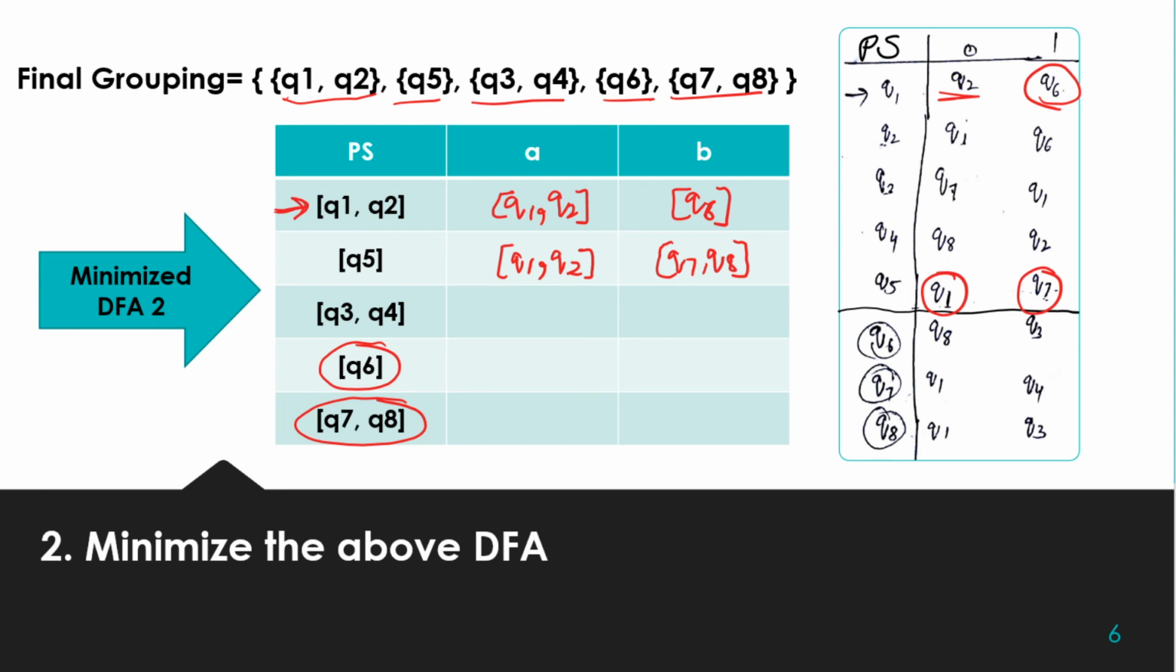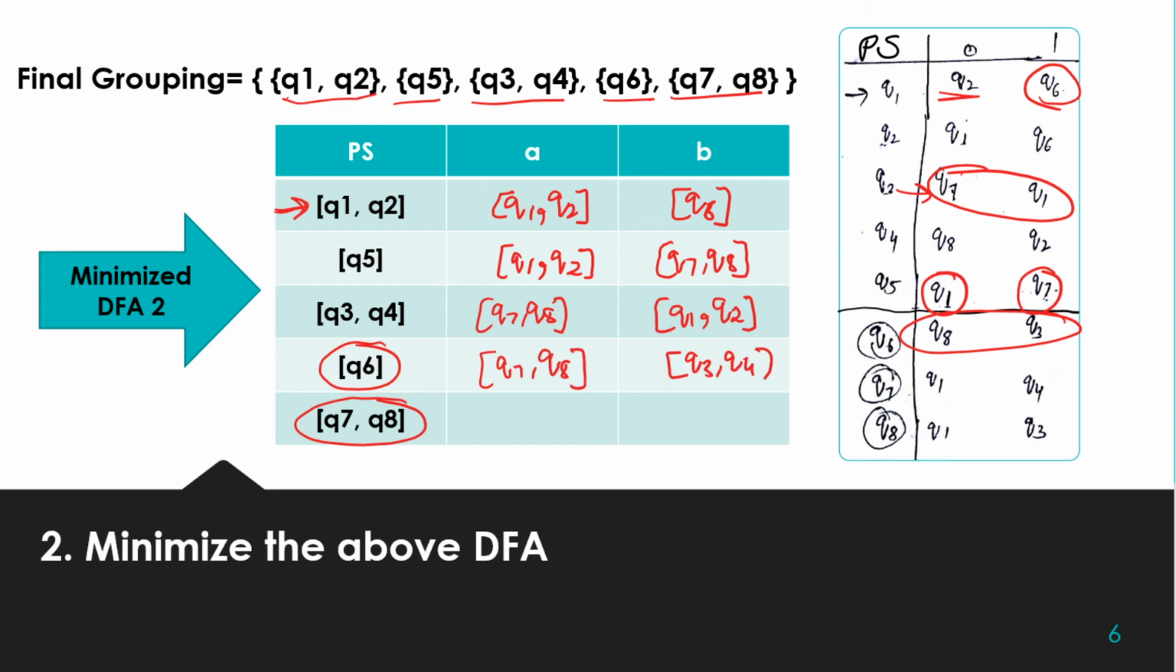Okay, now from Q3 we are having Q7 and Q1. So for Q7 we write Q7 and Q8, and for Q1 we will be writing Q1 and Q2. Next from Q6 we have Q8 and Q3. So Q8 as Q7 Q8, and Q3 is part of this set. And from Q7 Q8 we are having Q1 and Q4. So for Q1 we are writing Q1 Q2, and for Q4 we will be writing the set Q3 Q4.